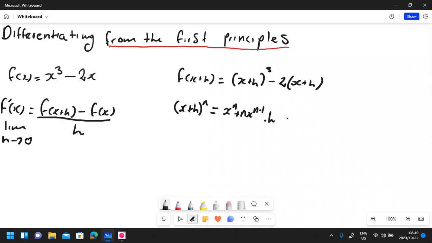That is the second term. The third term, we're going to say plus, and then we have n, and then it's n minus 1, and then we have x to the power of n minus 2, and then factorial 2. Let's not forget that h is also going to be the power of 2. That is the third term.